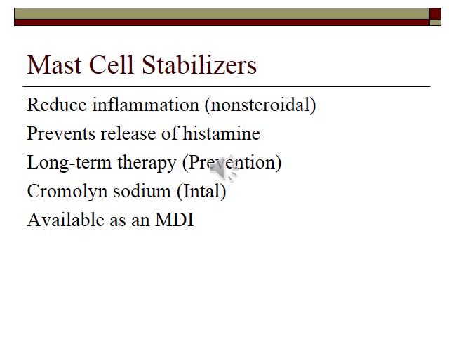Now, some other medications that can be utilized to reduce the inflammatory response associated with asthma. You have your mast cell stabilizers. Mast cells are the cells responsible for producing histamine, which will be produced during the inflammatory response. These reduce inflammation, but they are not steroid drugs. They're non-steroidal. They're used to prevent the release of histamine, and they help with long-term therapy.